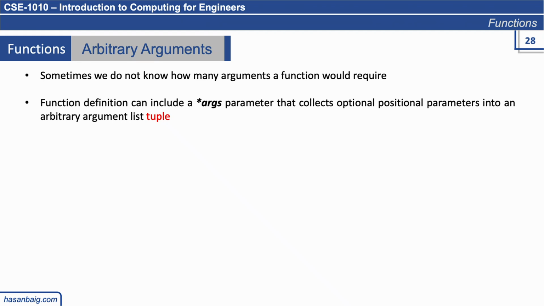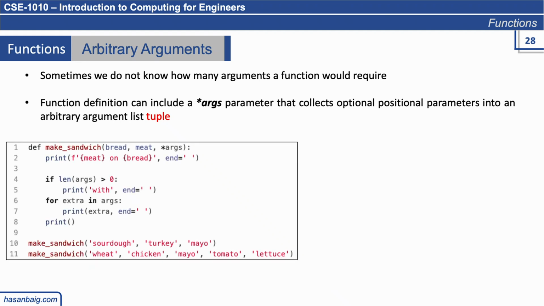So these are an arbitrary number of arguments, where we do not know how many arguments a function will be taking in order to create a customized sandwich. Here is an example. The definition: make sandwich. We must pass the bread input. You must select what type of bread, you must provide what type of meat, and then some additional arguments.